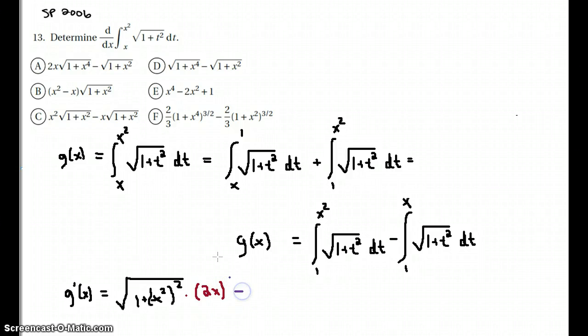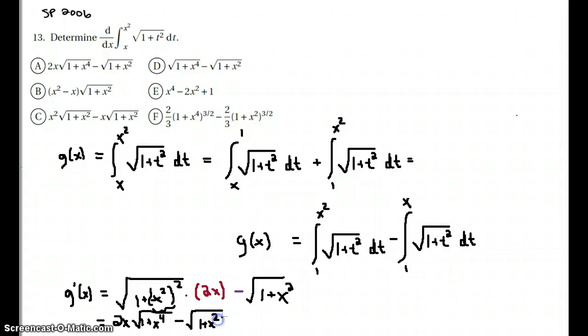And then to that we subtract just the derivative of the second one, which is just replace the t with an x. No need to worry about a chain rule there, or if you want, the chain rule has 1 as the derivative of the x. And so we recognize this as x to the 4th, so 1 plus x to the 4th underneath a root times the 2x minus the root of 1 plus x squared, which looks like letter A. Great.